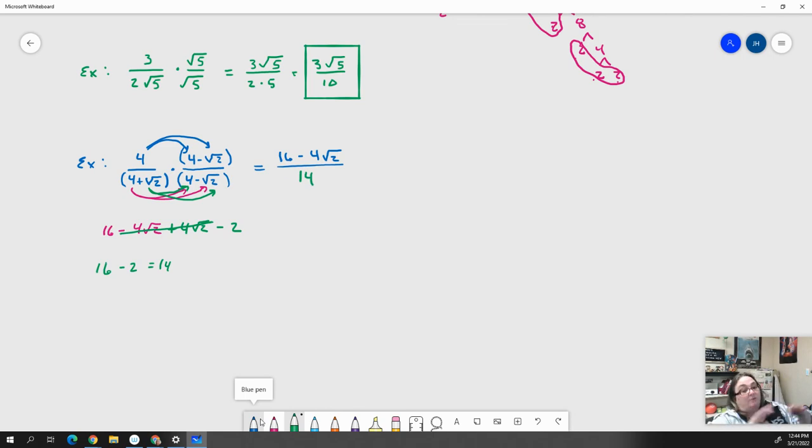And that I wish was enough, but it is not quite enough. Everything here is divisible by 2, so I need to at least reduce this fraction. So that would become 8 minus 2 rad 2 over 7.